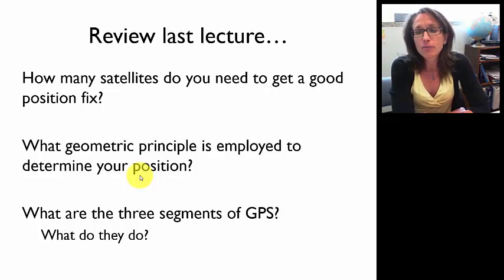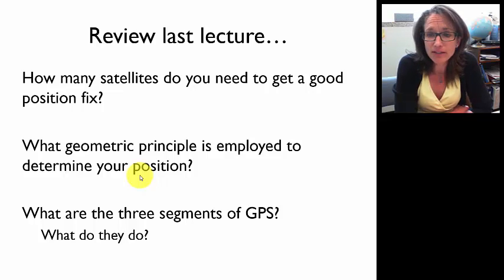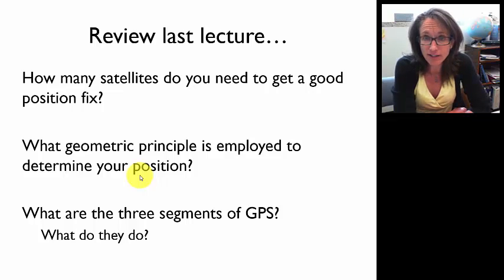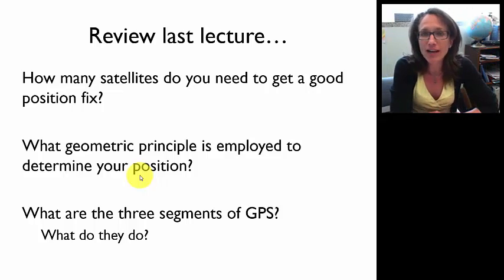What geometric principle is employed to determine your position? Well, if we're determining the position of an earthquake, we're going to use triangulation. But if we're trying to find our position from 4 satellites with the 4 spheres, we're going to use what we call trilateration. So trilateration is our geometric principle.